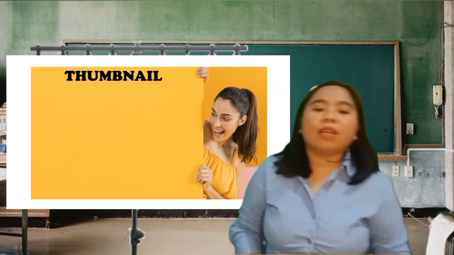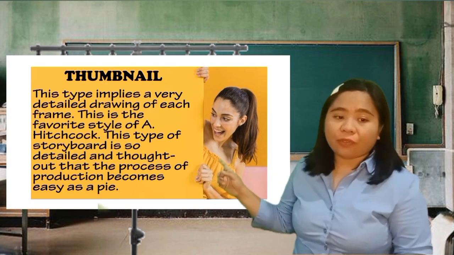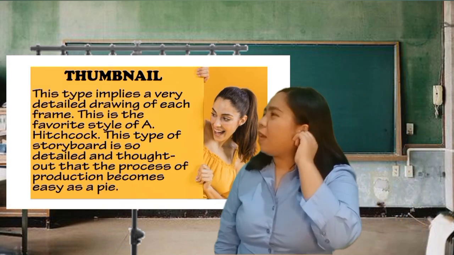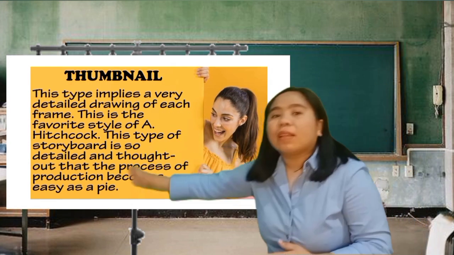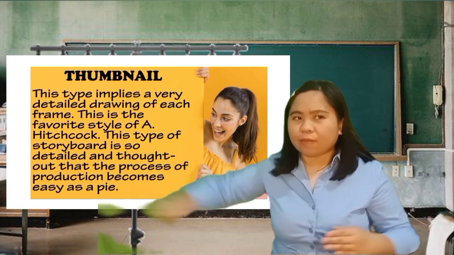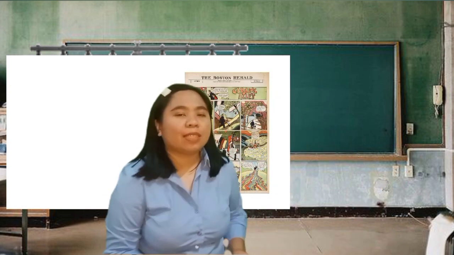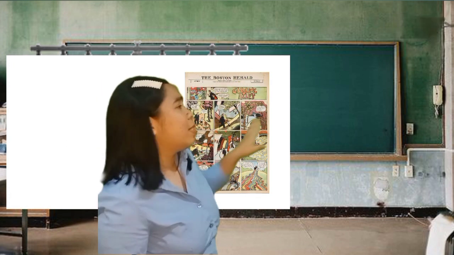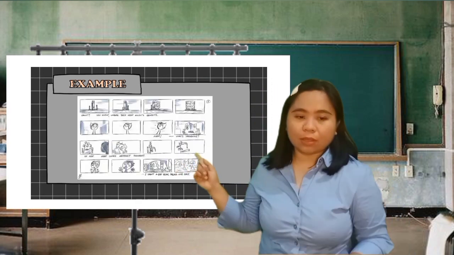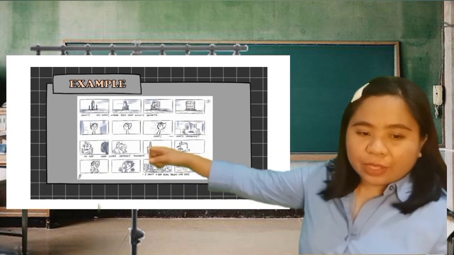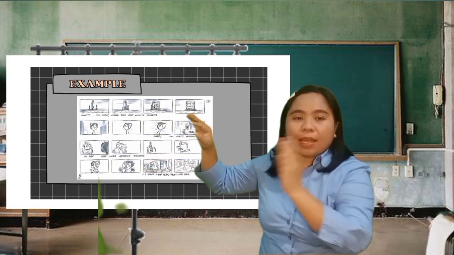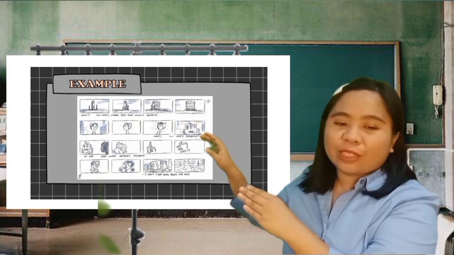What about the thumbnail? It places a very detailed drawing of each frame, from movement to movement. There must be no hanging frame being shown, just like this comic strip. The conversation goes from movement to movement to movement, and so on. This is how a thumbnail looks like. As you can see, the first frame is just like what is in the first frame, but in the dimension there is a difference between them.